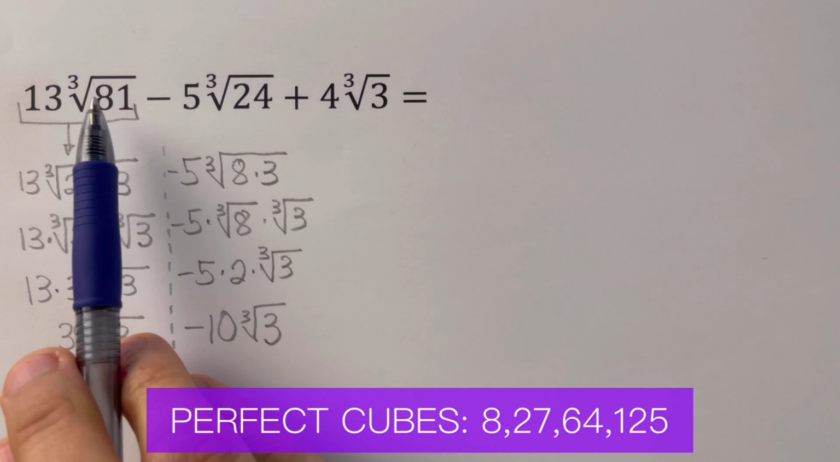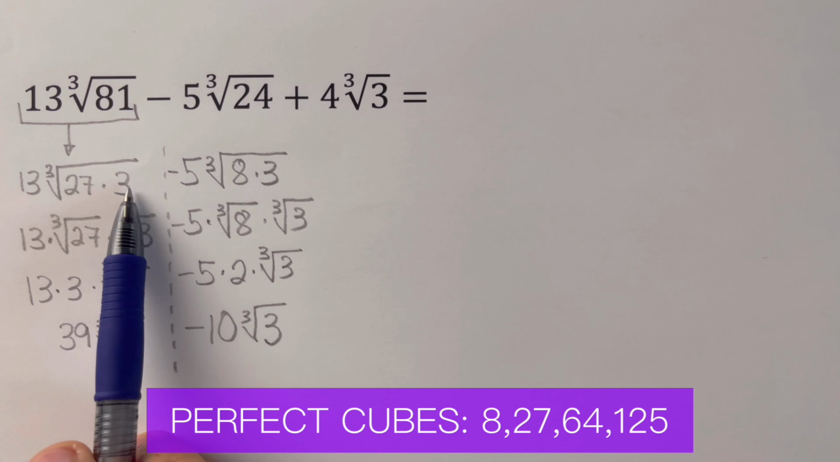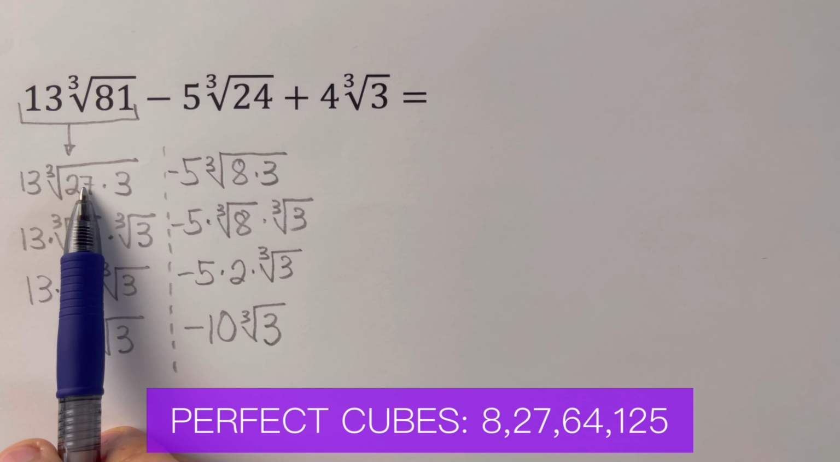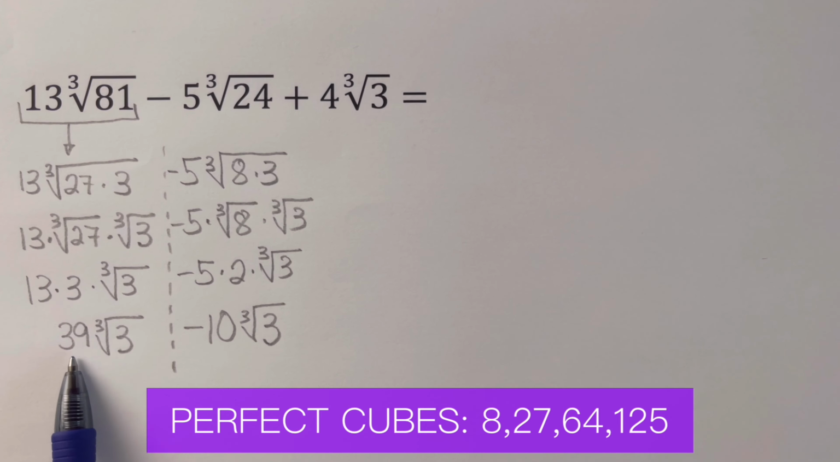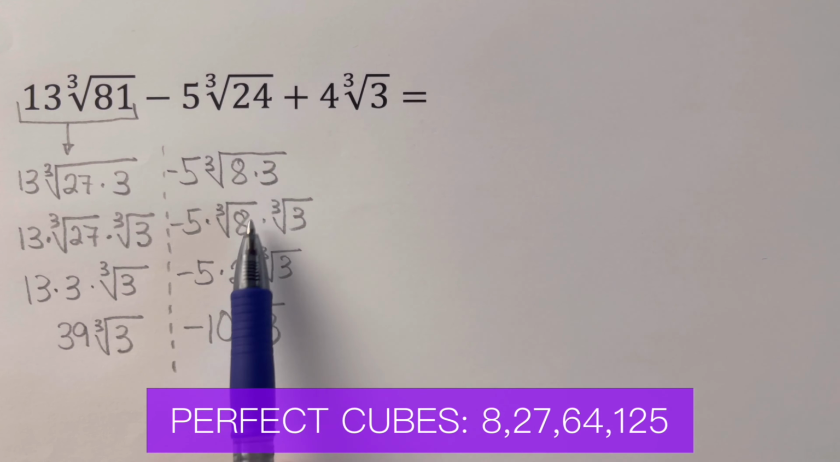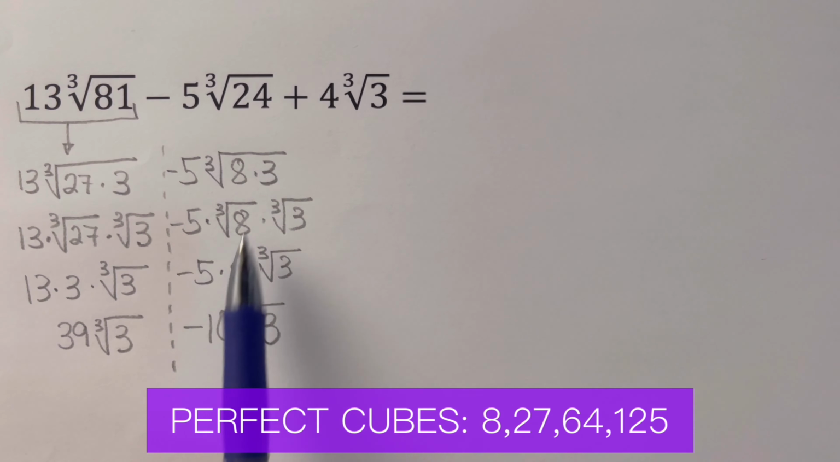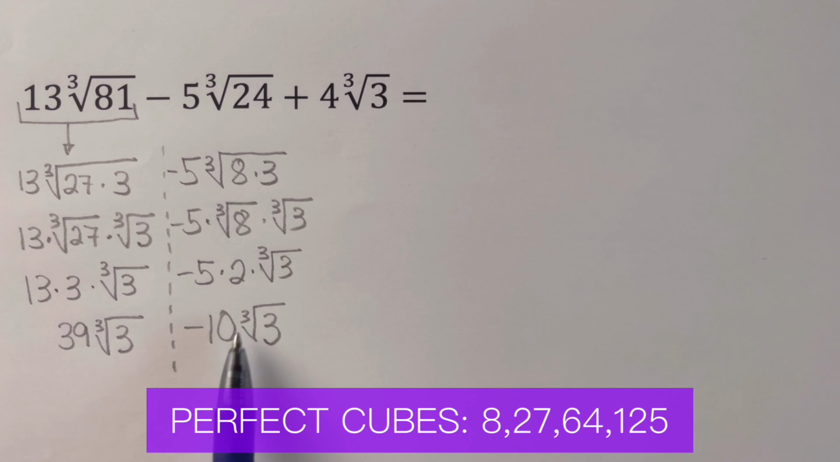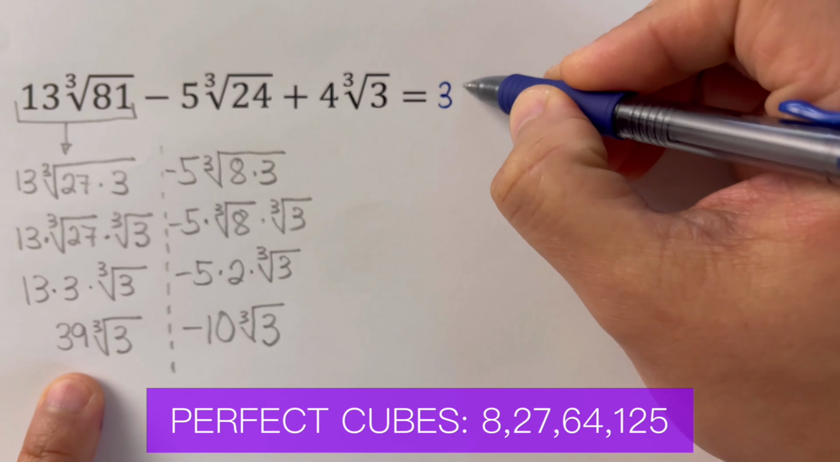So 81 can be factored into 27 times 3, and 27 is one of the perfect cubes, and so that is equal to 3, and we come up with this. And 24 can be broken down into 8 times 3, where 8 is one of the perfect cubes. And so we go ahead and simplify this as negative 10 cube root of 3. So I go ahead and write this up here.